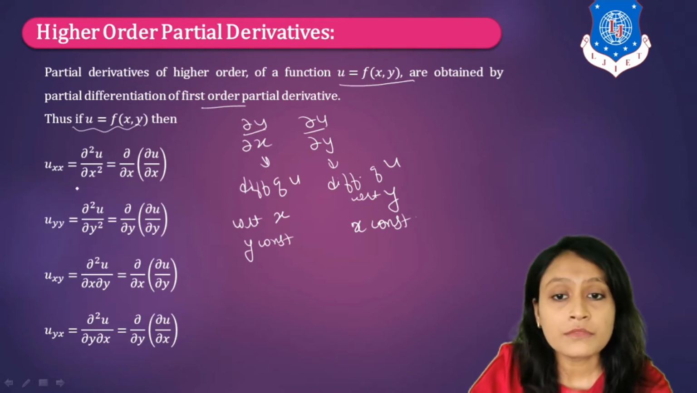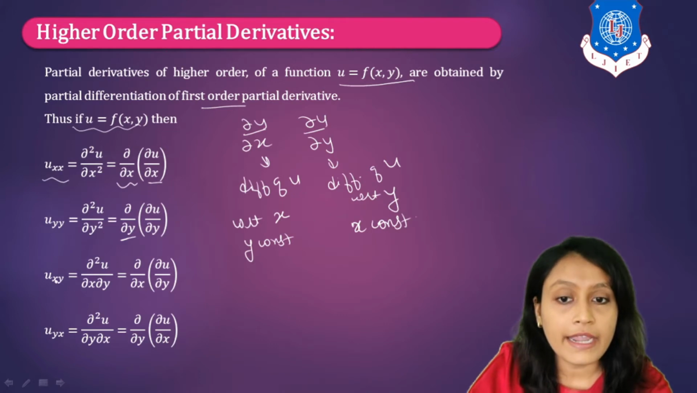Next, to find u_xx, just apply the partial derivative with respect to x to del u by del x. To find u_yy, we have to apply the partial derivative with respect to y to del u by del y, and to find u_xy, we have to apply the partial derivative with respect to x to del u by del y, and to find u_yx, we have to apply the partial derivative with respect to y to del u by del x.